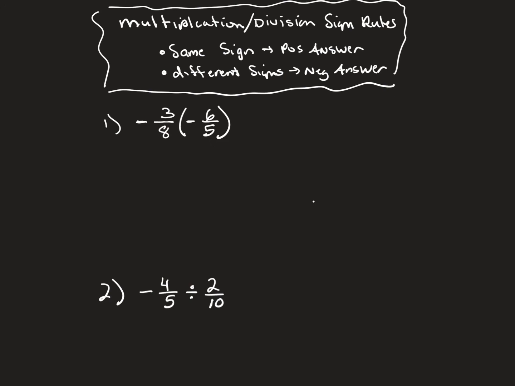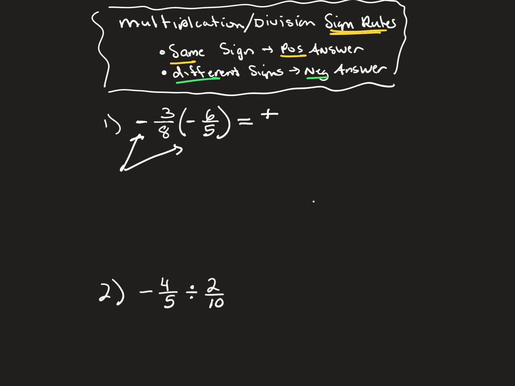So what if the fractions have signs, positive and negatives? You just have to know your sign rules. If they have the same sign, your answer is positive. If they have different signs, your answer is negative. So notice in example 1, we are multiplying a negative times another negative. So I already know my final answer is going to be a positive answer.